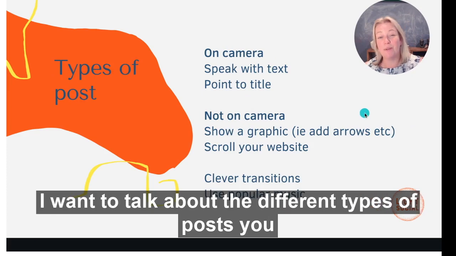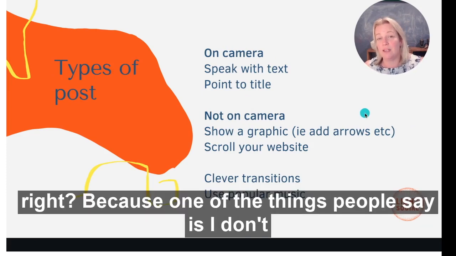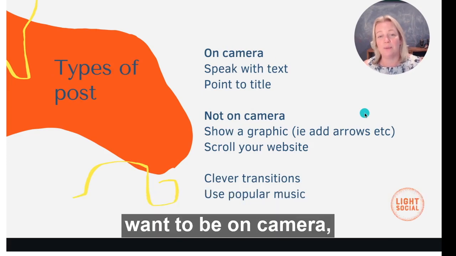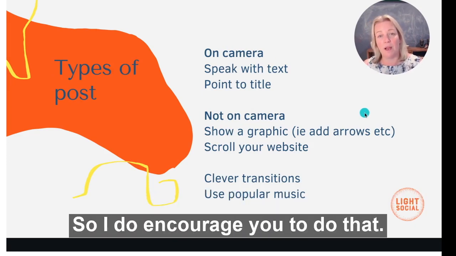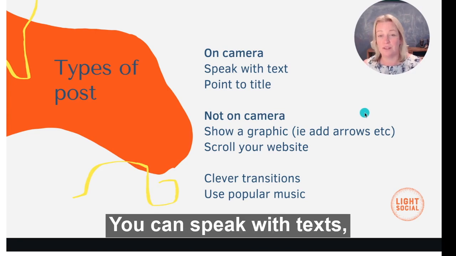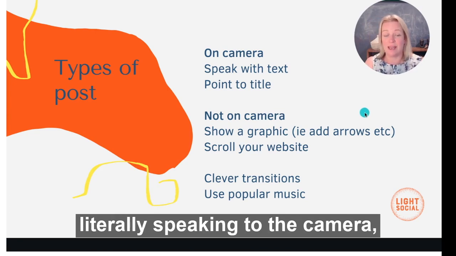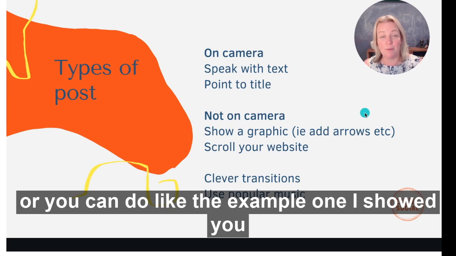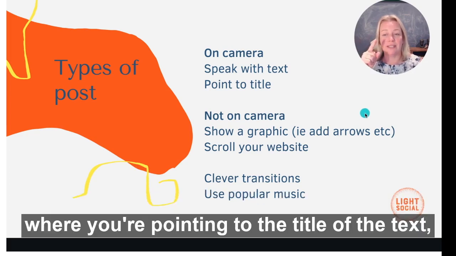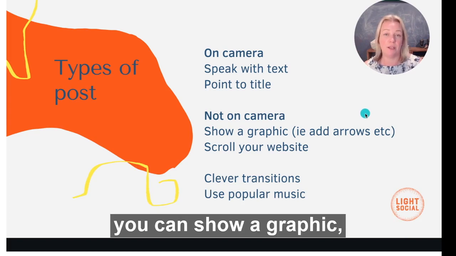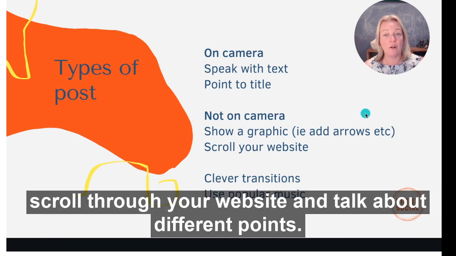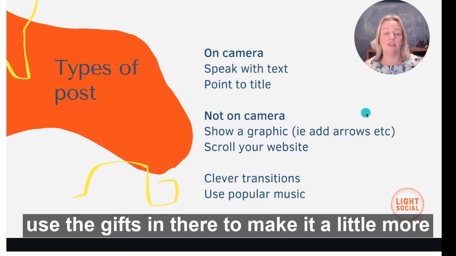Next then, I want to talk about the different types of posts you could do. Because one of the things people say is, I don't want to be on camera. On camera does work. People want to see people, so I'd encourage you to do that. You can speak with text, literally speak into the camera, or you can do like the example one I showed you where you're pointing to the title of the text. But you don't have to be on camera. If you don't want to be on the camera, you can show a graphic. Scroll through your website and talk about different points. Add arrows, use the GIFs in there to make it a little more interesting.